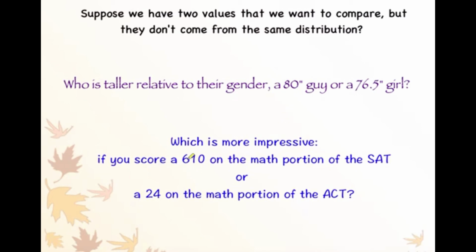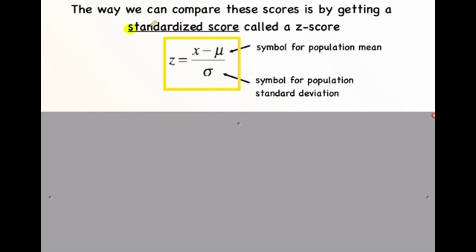Same thing down here. Scoring a 610 on the SAT, how does that compare to a 24 on the ACT? Those are two different tests. So how do you compare them? Well, the answer is you need to standardize those test scores. And a standardized score is called a z-score. So in this yellow box, write down that formula, okay? That formula is not on your formula sheet, but you do need to memorize it. And luckily for you, you're going to be using this so much that you'll have it memorized in no time.